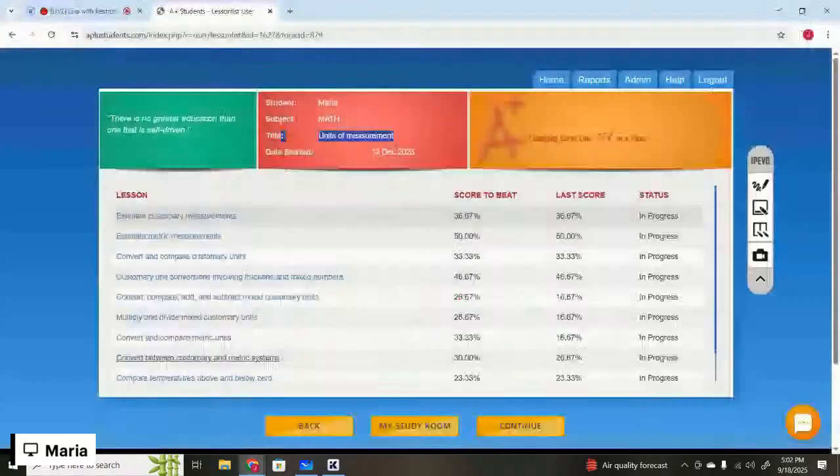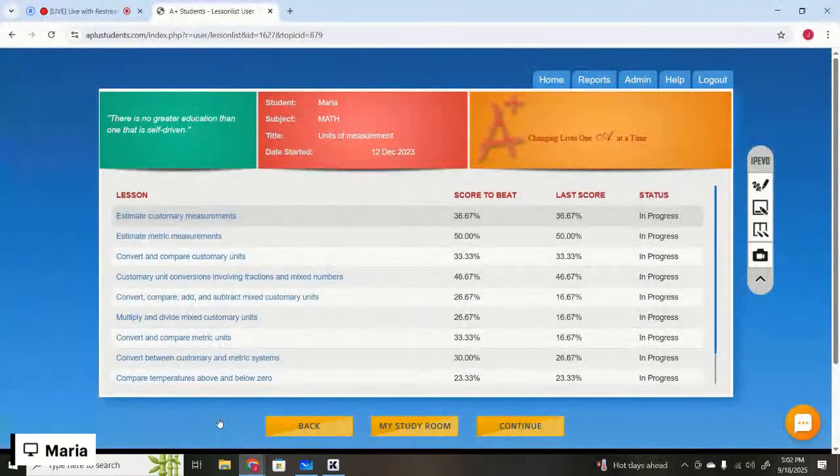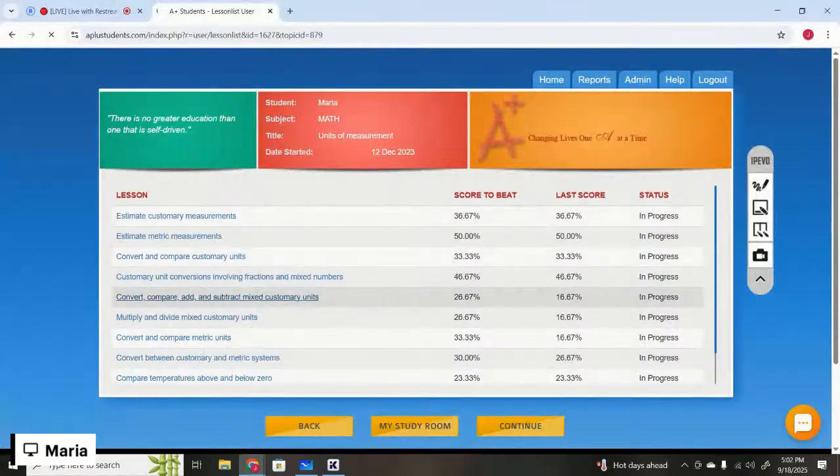So here I'm on grade 6 math. Let's just start with the lesson that is compare, convert, add, subtract mixed customary units.